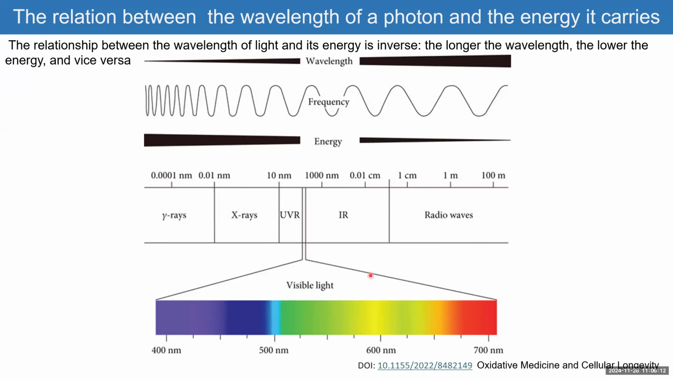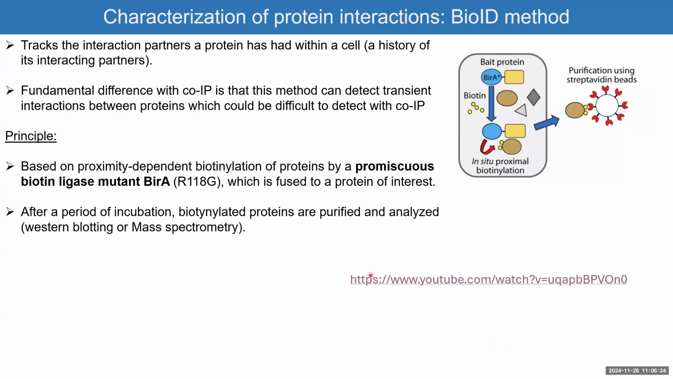With this, we will move forward to the detection of the proteins in terms of flow cytometry. Now, one last thing I missed to say, and you really need to know in this slide, is the fundamental difference between the co-immunoprecipitation and the BioID.